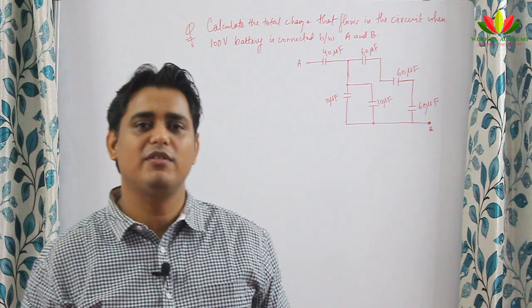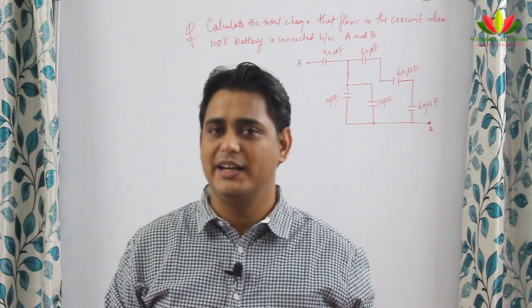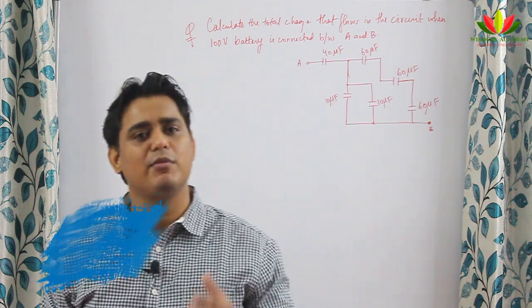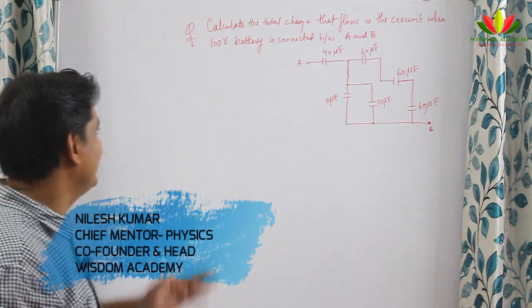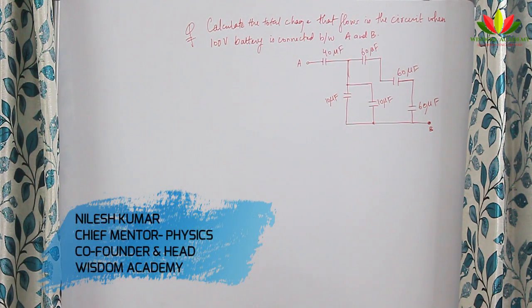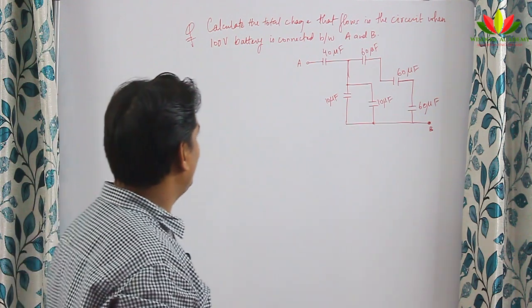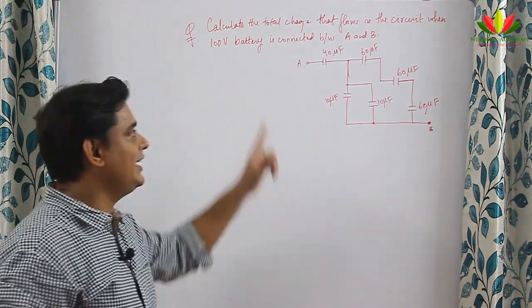In the previous video, you have learnt about parallel plate capacitor. In today's class, we will see some numericals, then we will move to the next topic. The first numerical is: calculate the total charge that flows in the circuit when a 100 volt battery is connected between point A and point B.